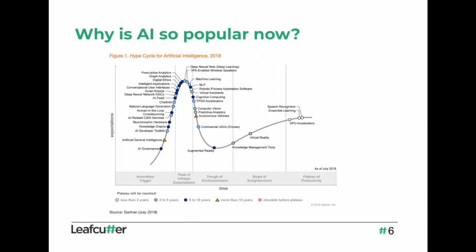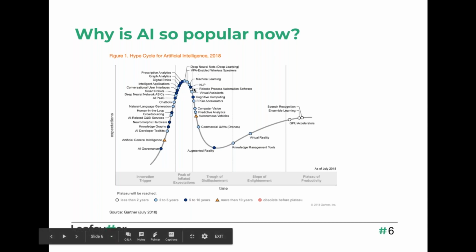What I've got here is the Gartner hype cycle graph, which displays a number of different AI technologies and where they sit in terms of adoption. What you'll see is that most are clustering around the top.